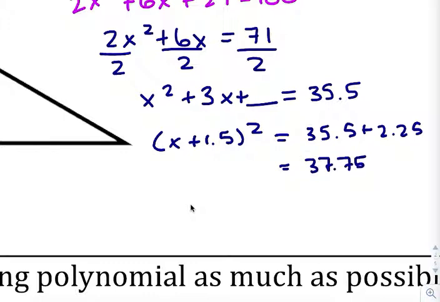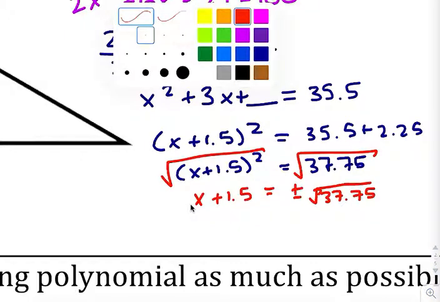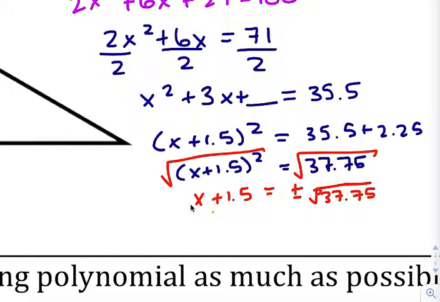Okay, and so this will be (x plus 1.5) squared. Now to solve this, we can square root now since everything is a single term. Okay, and so this will be x plus 1.5 equals plus or minus the square root of 37.75, excuse me. Plus and minus, of course, because we're applying a square root. Last step, subtract 1.5 from both sides. And so we have x is equal to negative 1.5 plus and minus the square root of 37.75.